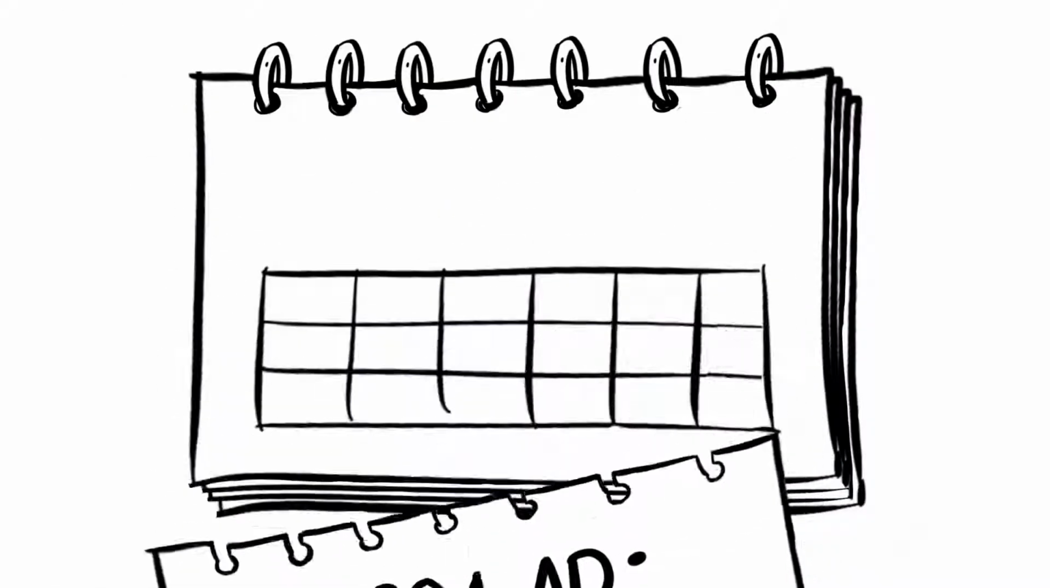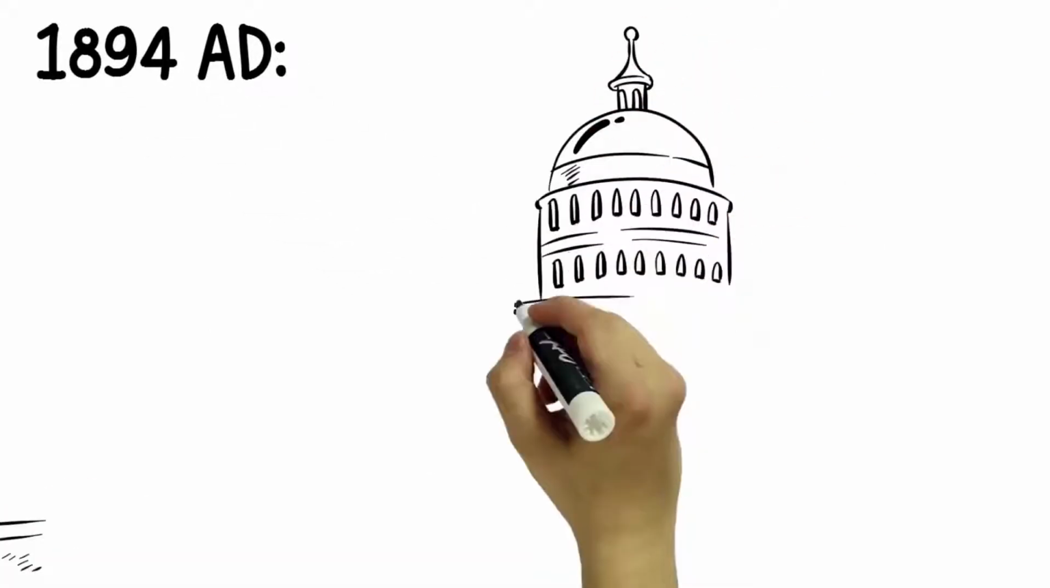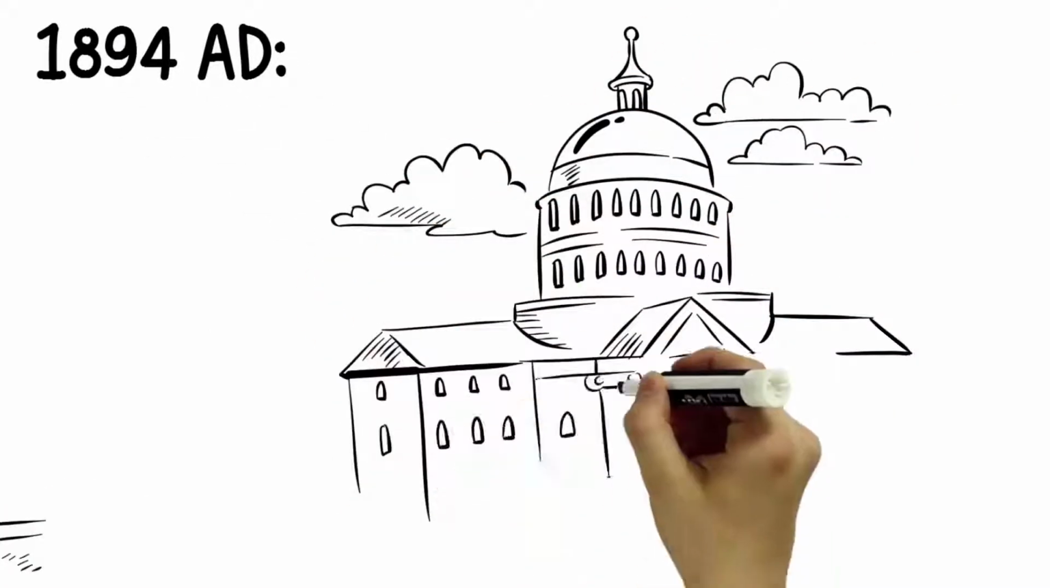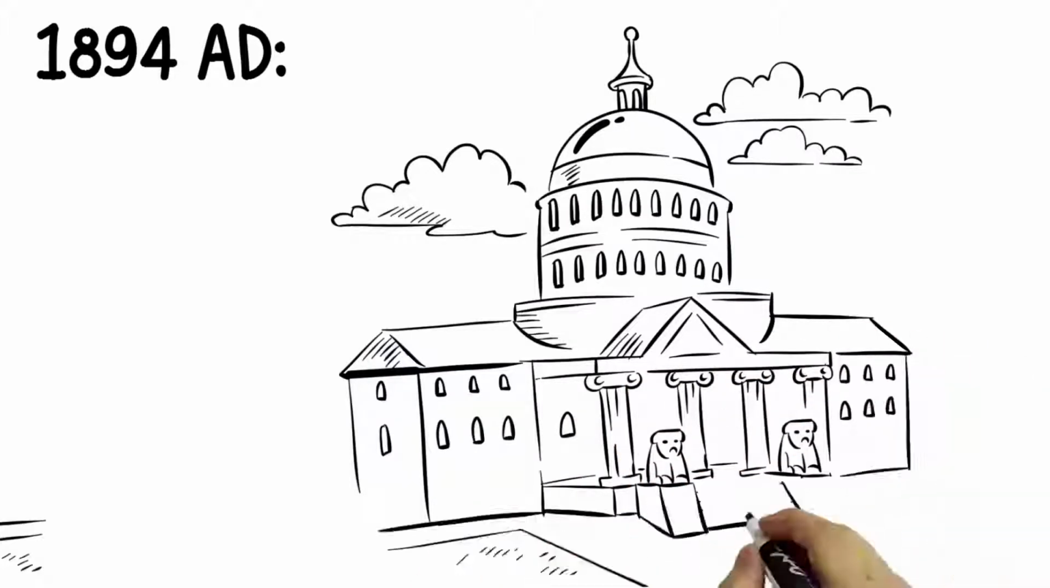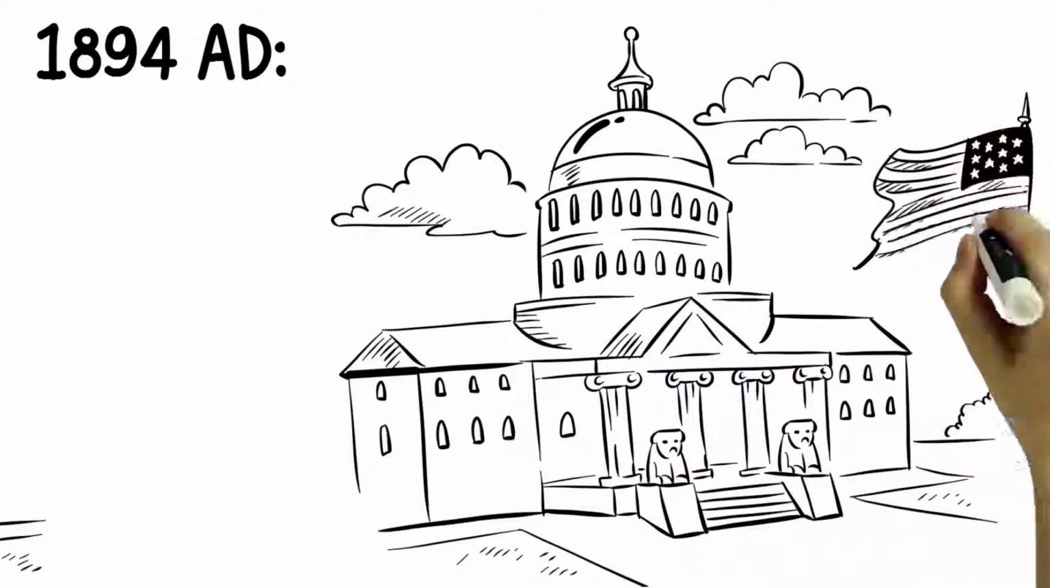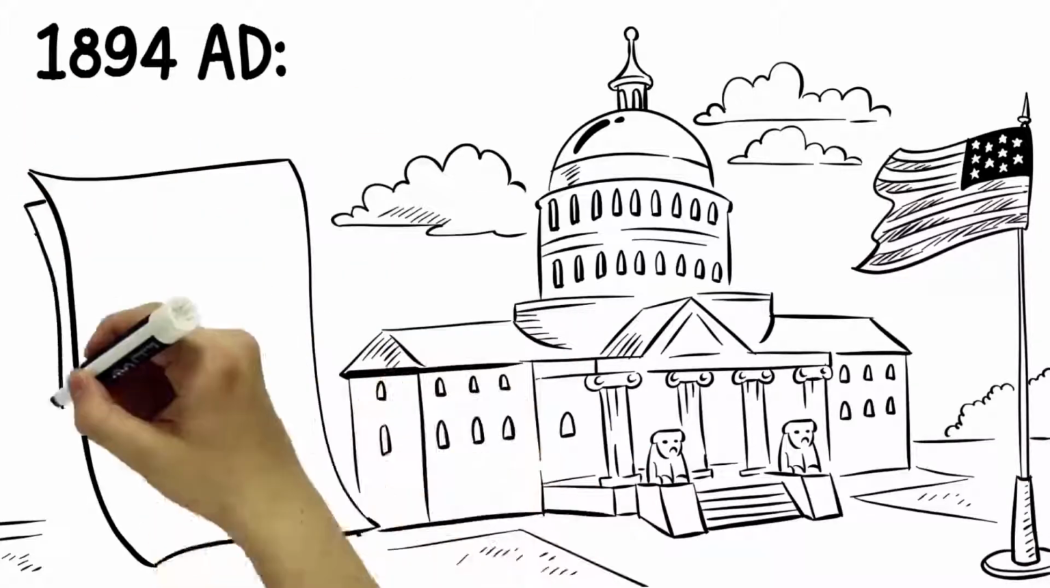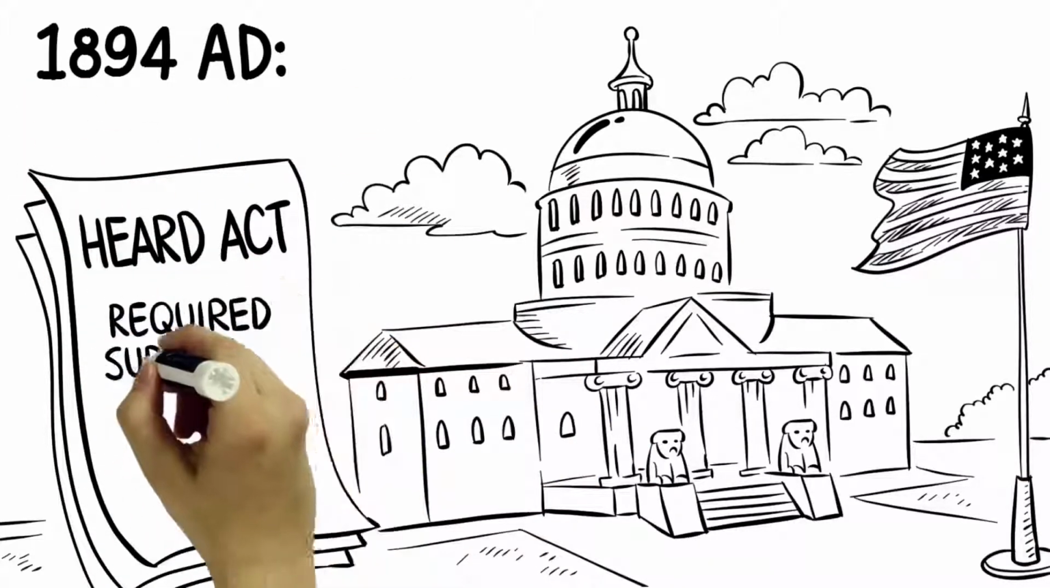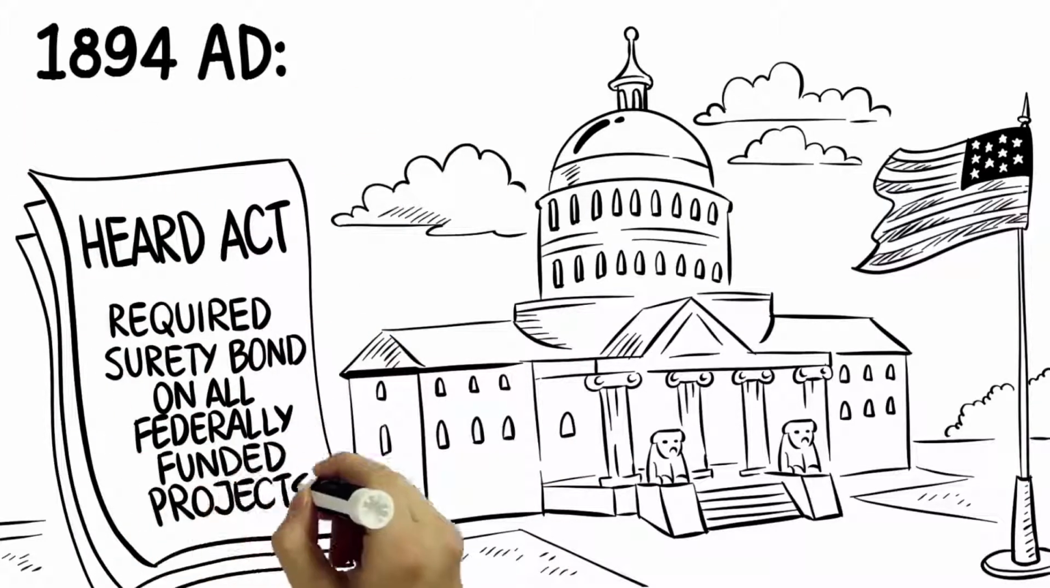1894 AD. While sureties have a long history, it wasn't until the late 19th century that surety bonds became commonplace. The year was 1894, and Congress recognized the need to protect taxpayers and passed the Hurd Act, which required surety bonds on all federally funded projects.